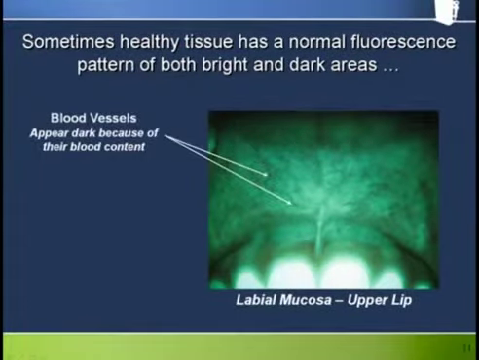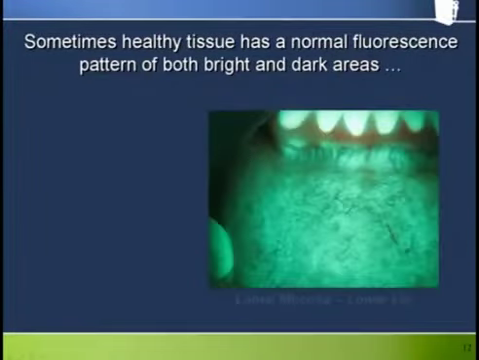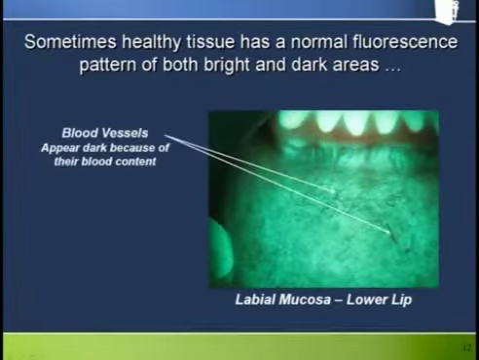This is the labial mucosa on the upper lip, the blood vessels again showing up dark under the scope. Labial mucosa, this time on the lower lip, presenting similarly to the upper lip.